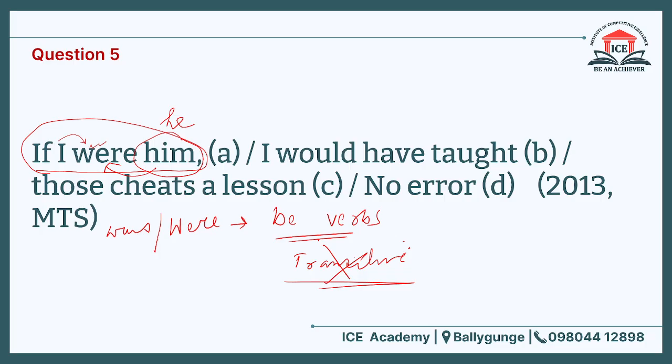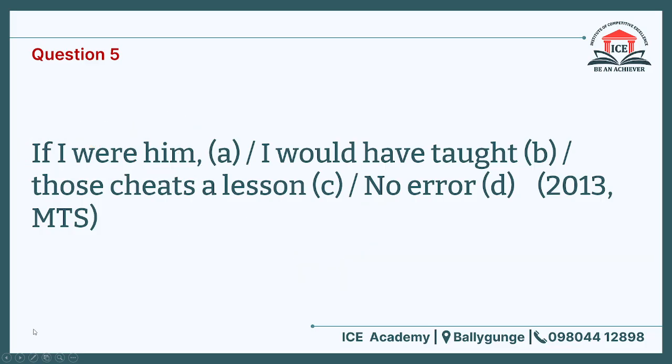we discussed that a transitive verb can take an object. So if you are using a pronoun as an object of the transitive verb, obviously it should be in its objective case. But be verbs are not transitive, they're intransitive verbs. If they're intransitive, they cannot take an object. Now an objective case of the pronoun is used. Therefore, the sentence is wrong here. It should be, if I were he, I would have taught those cheats a lesson. Okay, guys. So after be verbs, always the subjective case of the pronoun should be used.